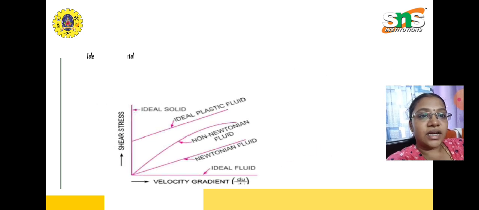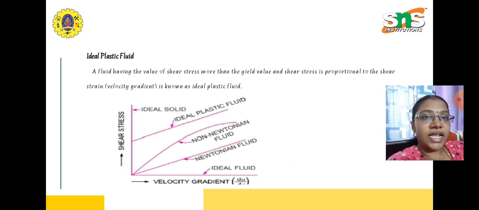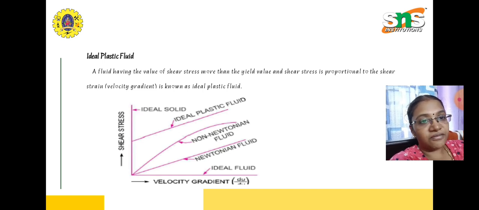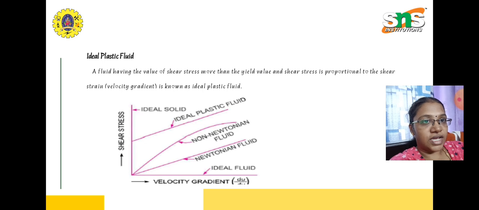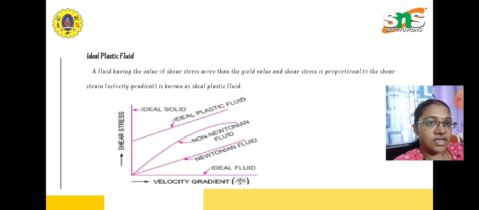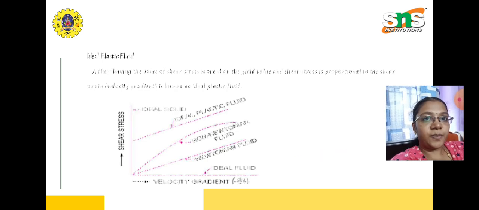And coming to the picture where the ideal plastic fluid is given, based on this we can differentiate the ideal fluid, ideal plastic, Newtonian, and non-Newtonian fluid. When we plot a graph between the velocity gradient and the shear stress, the fluid that has a shear stress value more than the yield value, and when the shear stress is proportional to the shear strain, we call it the ideal plastic fluid, as given in the diagram.